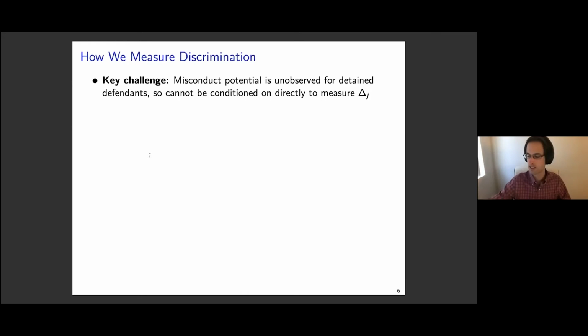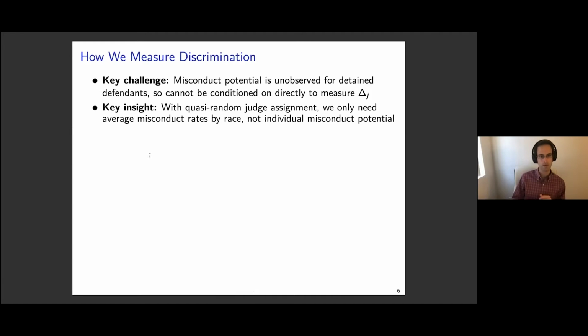Okay, so before getting into the details, I'm just going to go over what the key challenge is again and how we're going to actually go about solving it. The key challenge is that misconduct potential is unobserved for detained defendants, so it cannot be conditioned on directly in order to measure disparate impact or discrimination delta J.